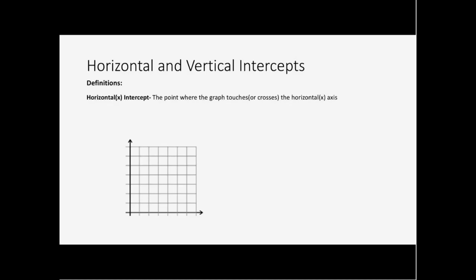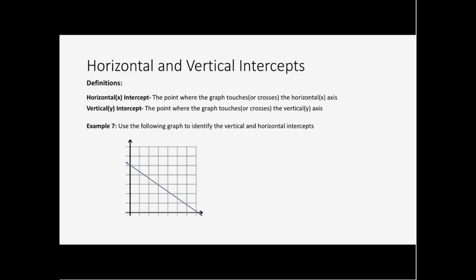So, horizontal intercept, by definition, is the point where the graph touches or crosses the horizontal, and typically x-axis. I went back and forth there because if we're talking about application problems, we don't necessarily know it's x, so it is a horizontal intercept. But if it's a mathematical problem, it's the x-axis. Same thing with the vertical. Vertical is the y-intercept if we're doing a strictly math problem, but if it's an application problem, it's the point where the graph touches or crosses the vertical axis.